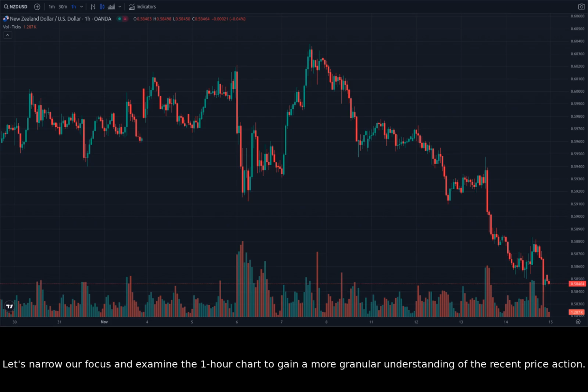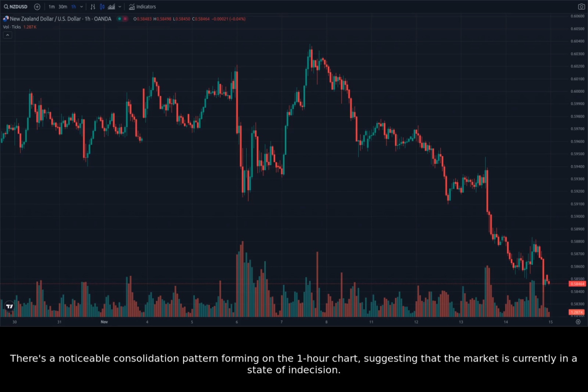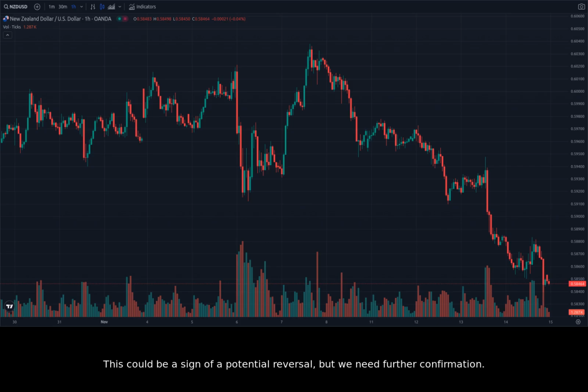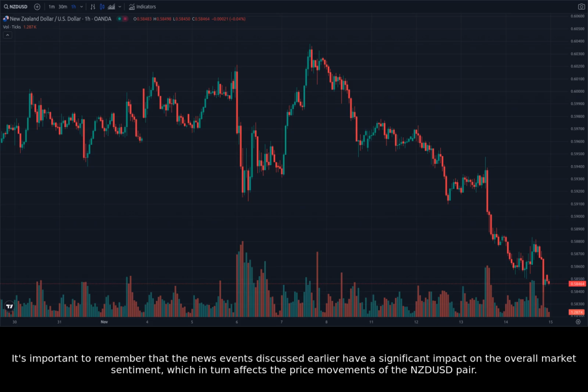Let's narrow our focus and examine the 1-hour chart to gain a more granular understanding of the recent price action. The 1-hour chart provides a more detailed view of the NZDUSD pair's struggle to break through the 0.6000 resistance. We can see a series of unsuccessful attempts to push higher, further reinforcing the bearish sentiment. There's a noticeable consolidation pattern forming on the 1-hour chart, suggesting that the market is currently in a state of indecision. This could be a sign of a potential reversal, but we need further confirmation. It's important to remember that the news events discussed earlier have a significant impact on the overall market sentiment, which in turn affects the price movements of the NZDUSD pair.